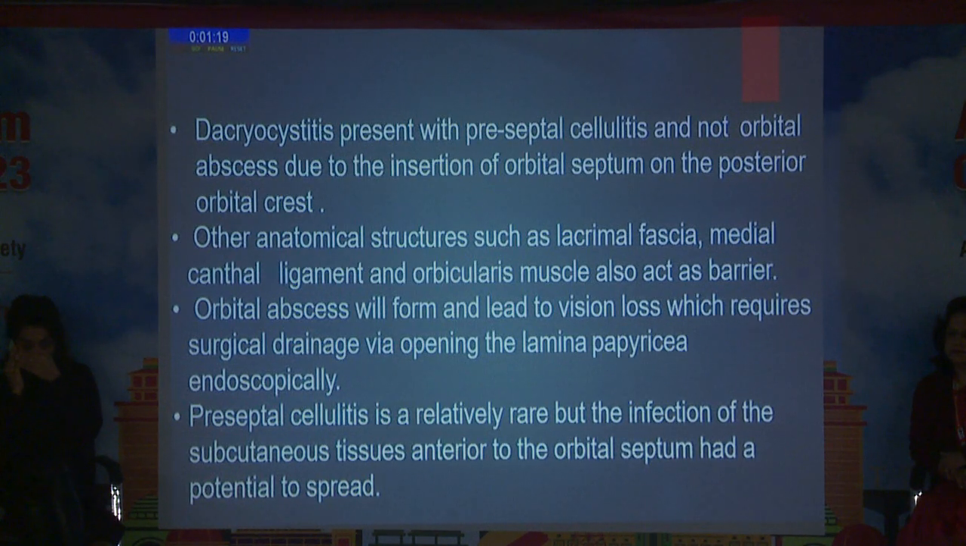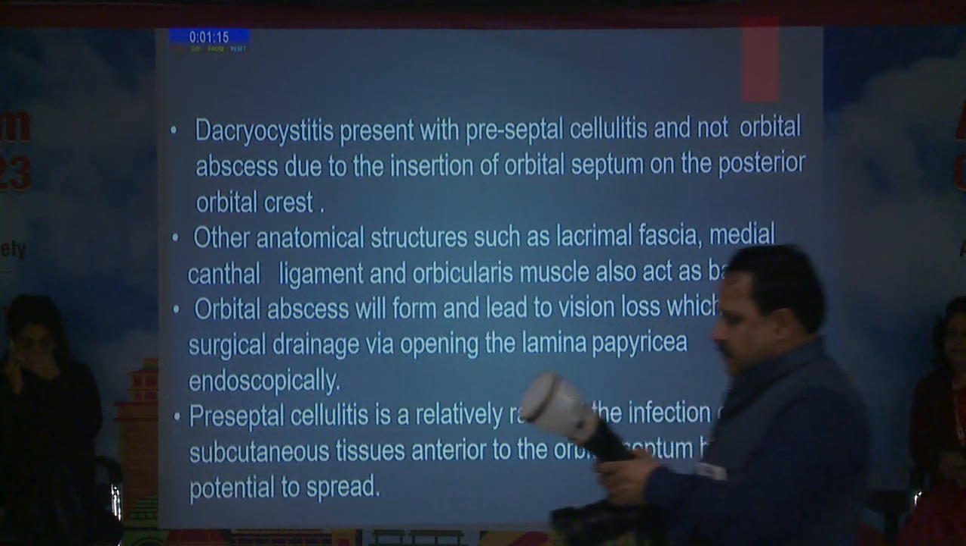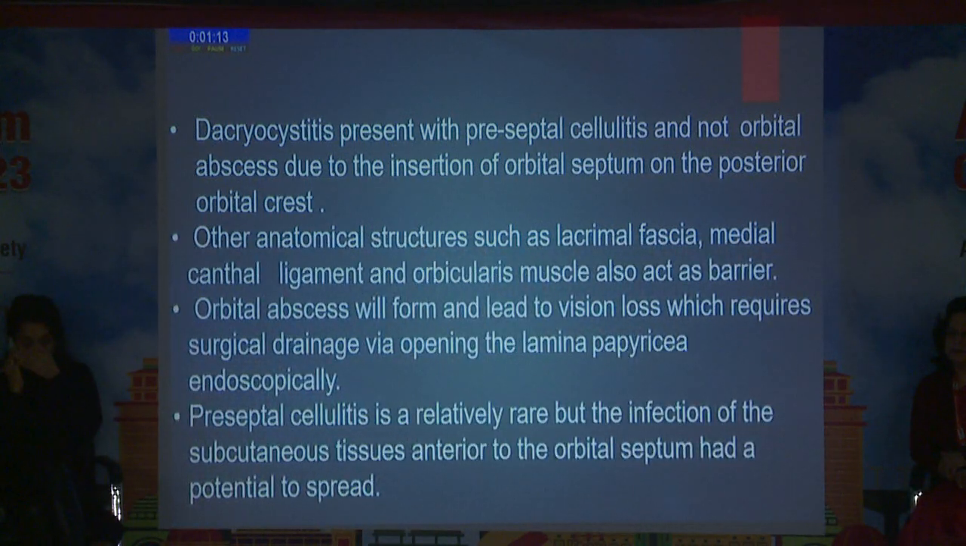Dacryocystitis presents with preseptal cellulitis and not orbital abscess due to the insertion of the orbital septum on the posterior lacrimal crest. Other anatomical structures such as lacrimal fascia, medial canthal ligament and orbicularis muscle also act as barriers. If this barrier breaks, orbital abscess will form and lead to vision loss, which requires surgical drainage via opening the lamina papyracea endoscopically. Preseptal cellulitis is relatively rare, but the infection of the subcutaneous tissues anterior to the orbital septum has a potential to spread.